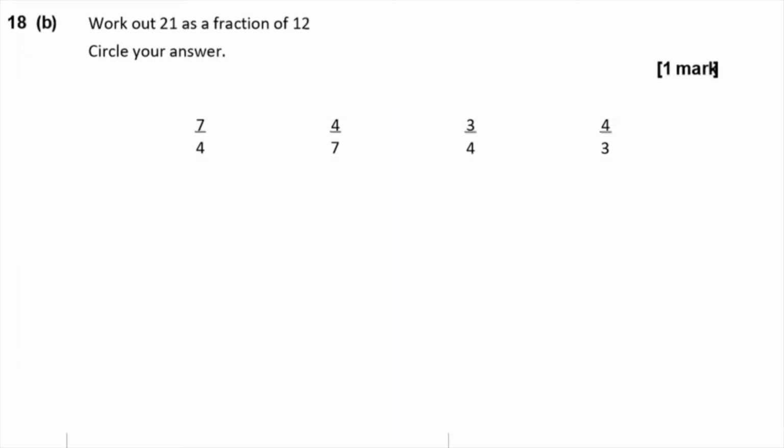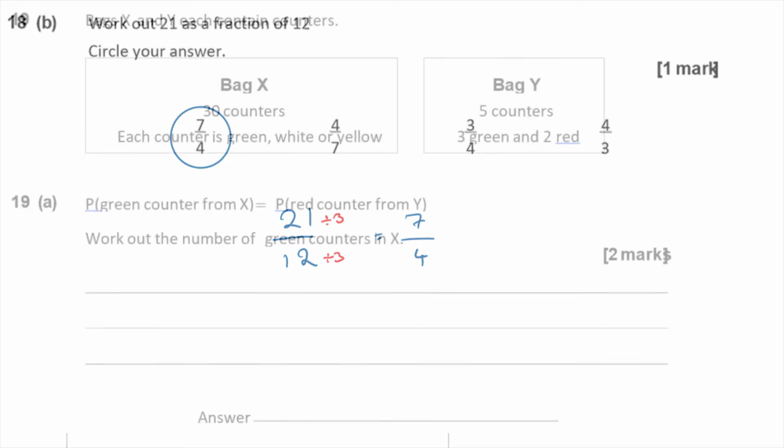Question 18b, work out 21 as a fraction of 12. Now 21 as a fraction of 12 is 21 over 12, isn't it? Notice that none of the answers I get to pick from say 12, but we can simplify this fraction, can't we? Because 21 and 12 are both divisible by 3. Dividing top and bottom by 3, 21 divided by 3 is 7, and 12 divided by 3 is 4. So it's that one there, 7/4.